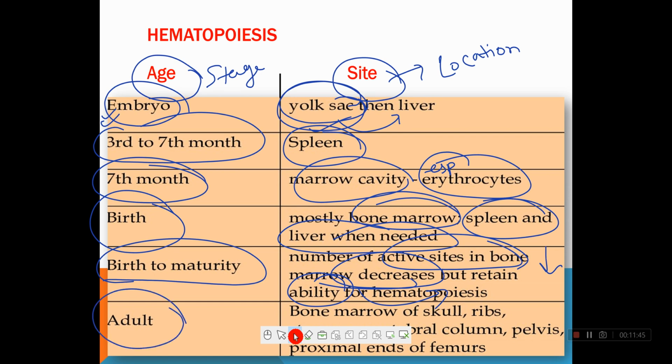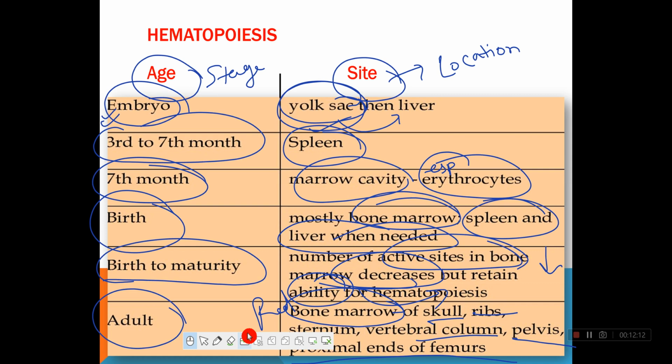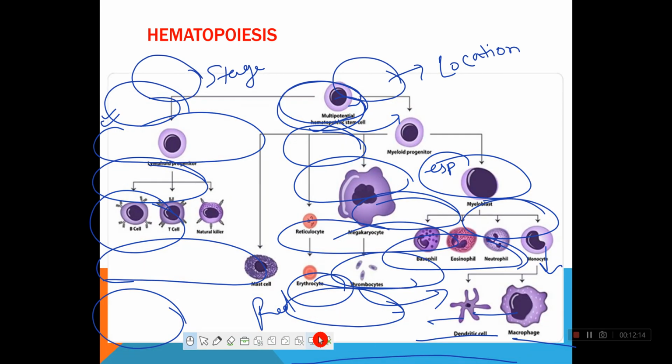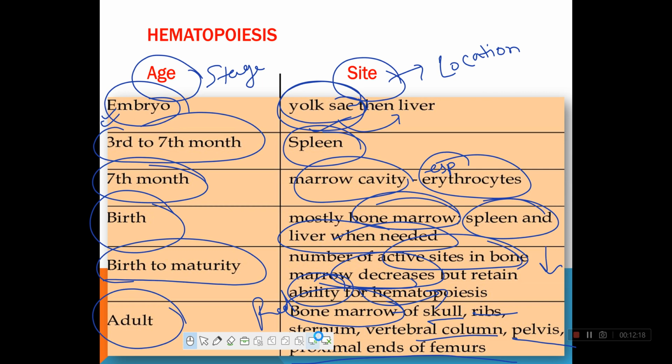Now talking about the adult stage, when a person converts totally into an adult, hematopoiesis happens in the red bone marrow, or we can say the red bone marrow is confined to only a few regions, that is the skull, ribs, vertebral column, pelvis, proximal ends of femur, sternum. So these are the bones which produce the blood cells in an adult person.